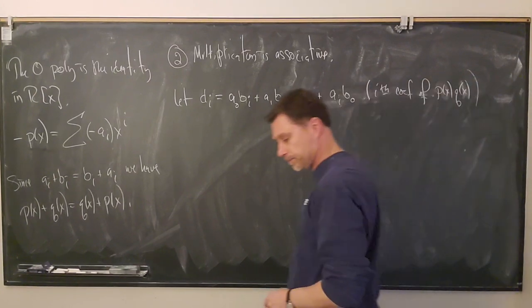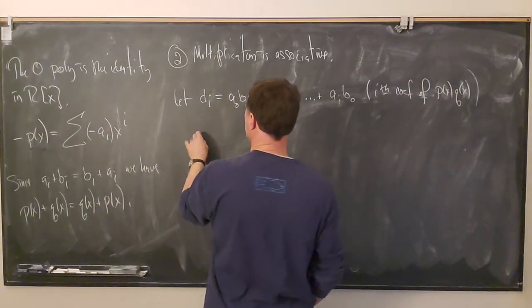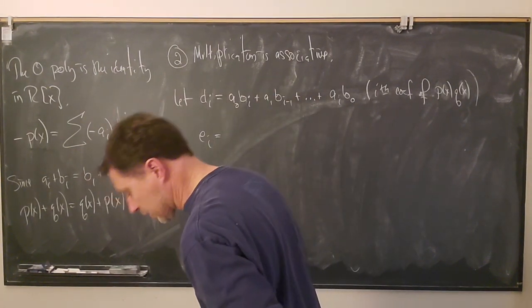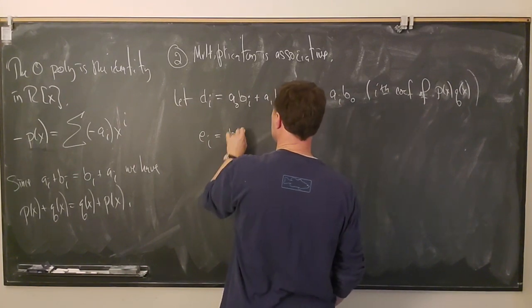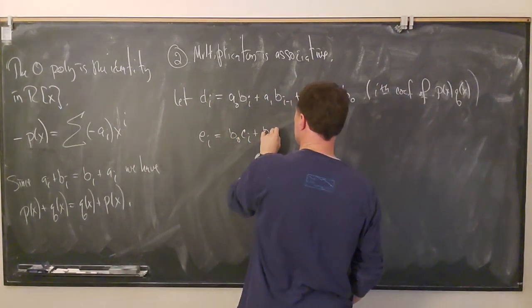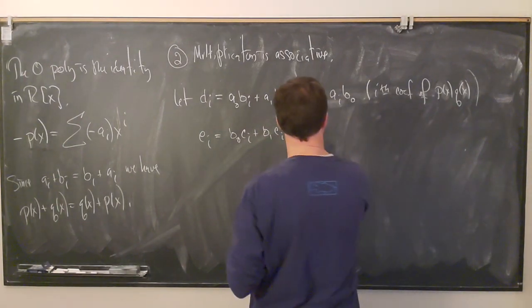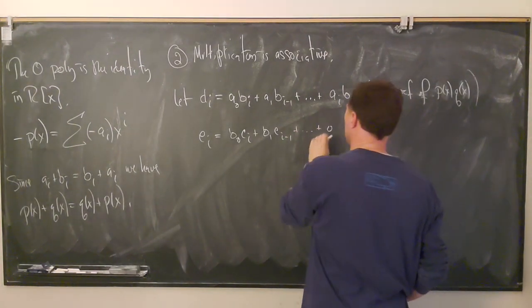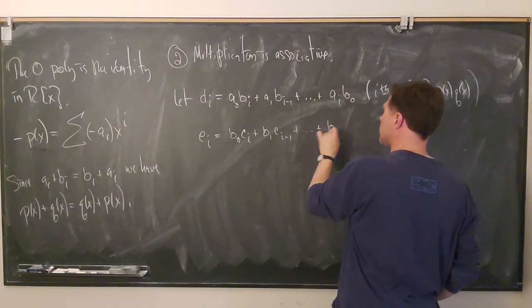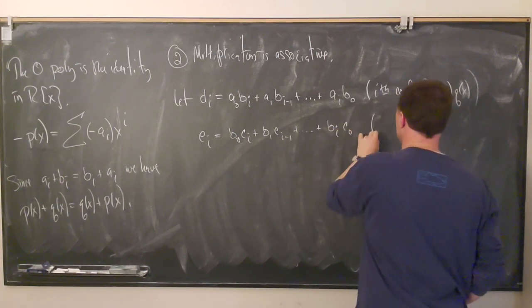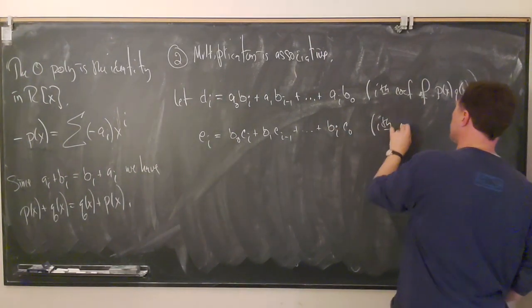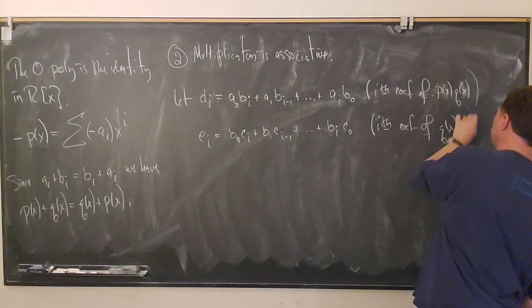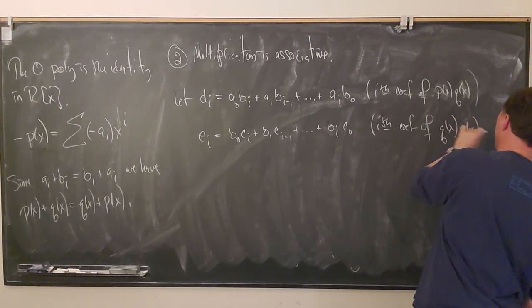And then E sub I is going to be the ith coefficient of Q of X times R of X. So that would be B0 C sub I plus B1 C sub I minus 1. Remember, when you multiply these coefficients, the indices always add up to I. That's the rule when you multiply. So this would go up to B sub I times C sub 0. So this is the ith coefficient of Q of X times R of X.